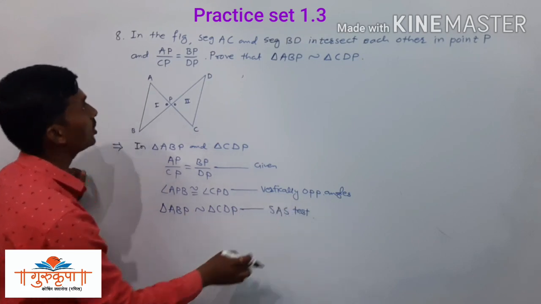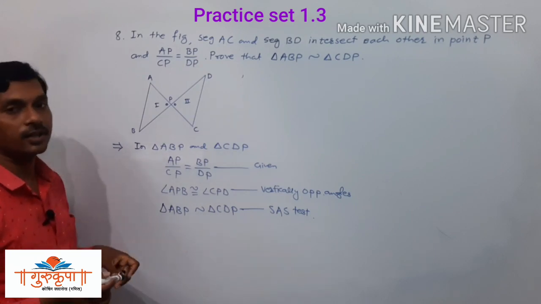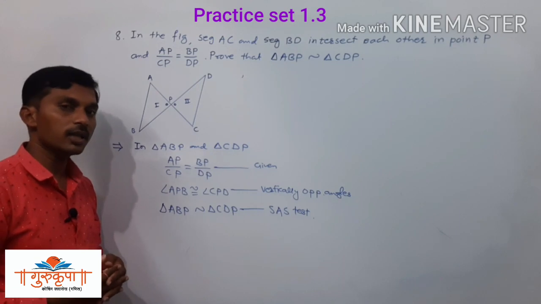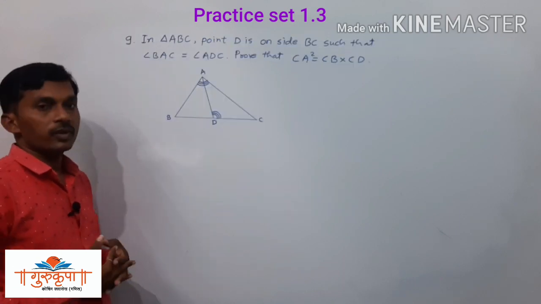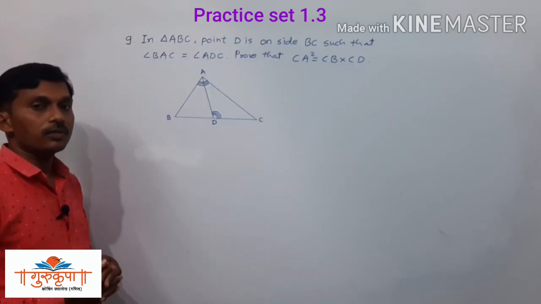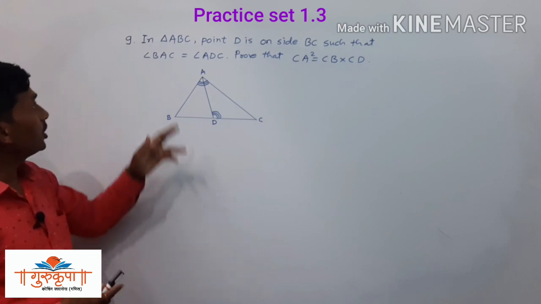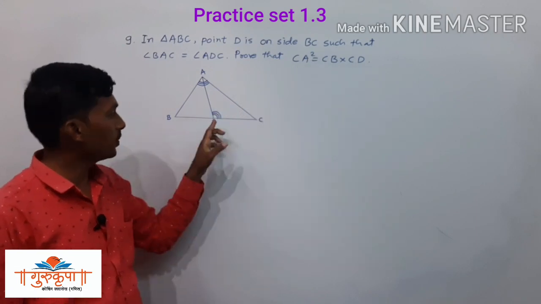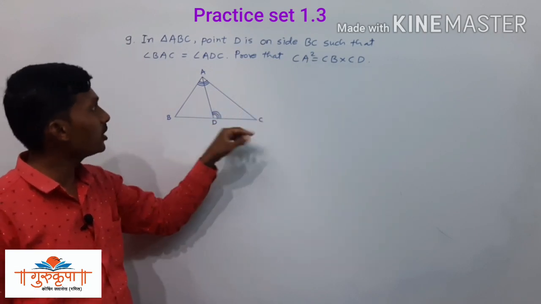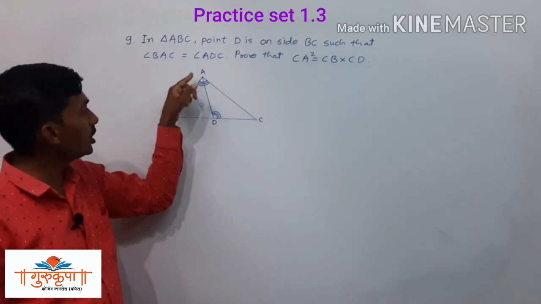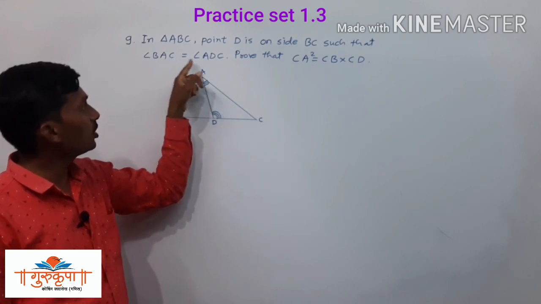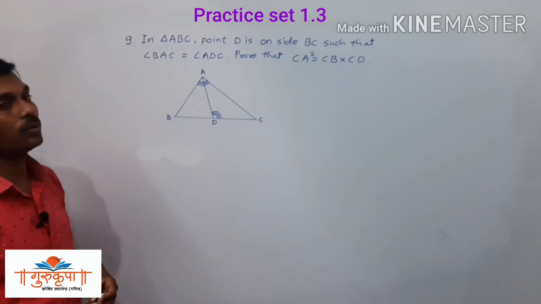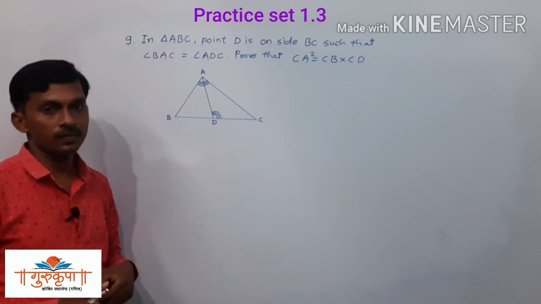So this is all about example number 8. Now we will take the next example, that is example number 9 from practice set 1.3. The question is, in triangle ABC, point D is on side BC such that angle BAC is congruent to angle ADC. Prove that CA square is equal to CB into CD.